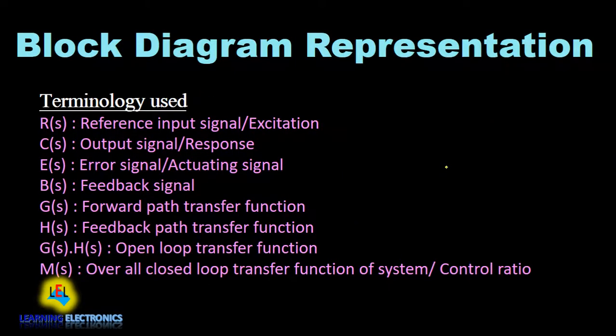So let us see the terminology which we have used in the block diagram representation. R(s) is the reference input signal or excitation. C(s) is the output signal or response. E(s) is the error signal or actuating signal. B(s) is the feedback signal. G(s) is the forward path transfer function. H(s) is the feedback path transfer function. G(s) into H(s) is the open loop transfer function. And M(s) is the overall closed loop transfer function of the system. It is also called the control ratio of the system.